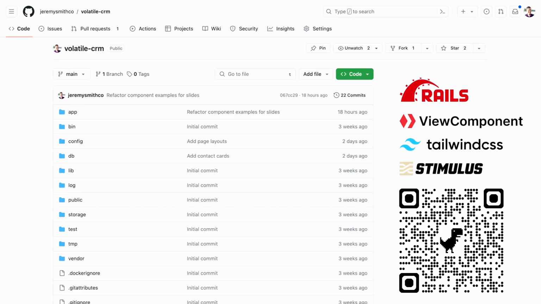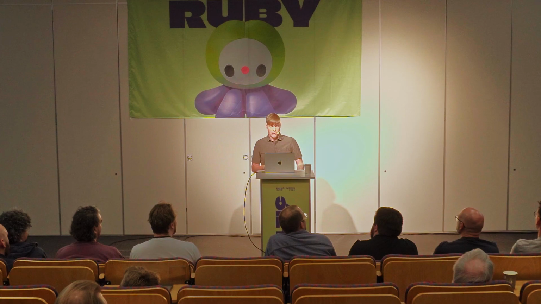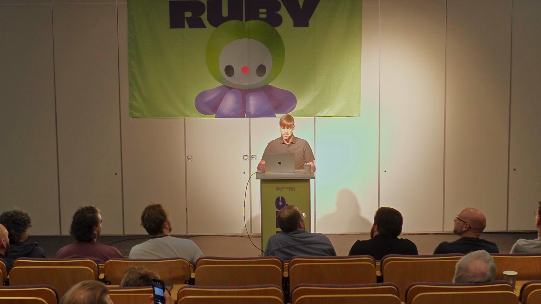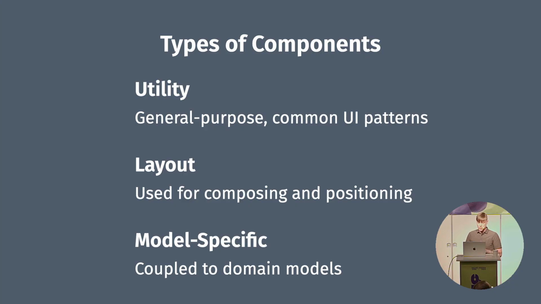All the code I'm going to share for this talk can be found in this repo. You're welcome to follow along or take a look later if you'd like. My examples are using a fairly vanilla Rails app, leaning heavily on Action View helpers, along with Tailwind for CSS and Stimulus for JS. Let's take a look at a few examples. I tend to think of components falling into three different categories: utility, layout, and model specific. And I'm going to show examples of each of those.